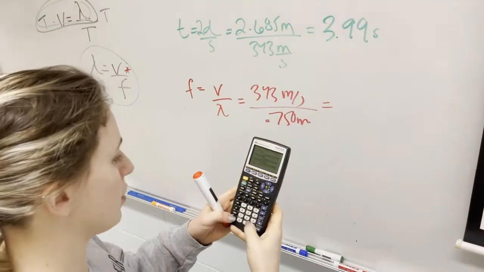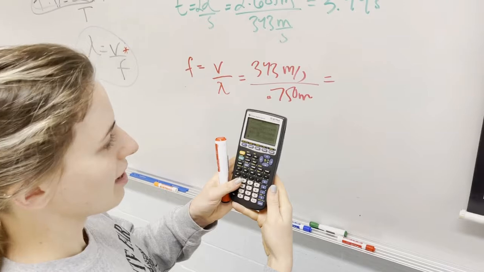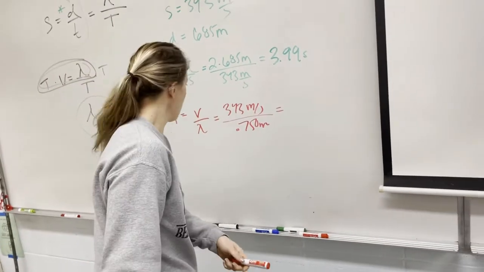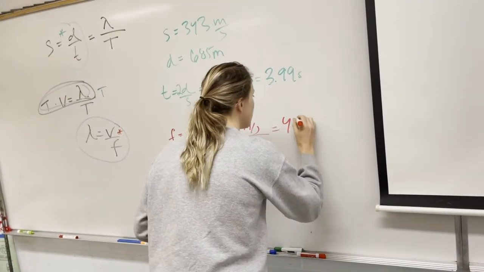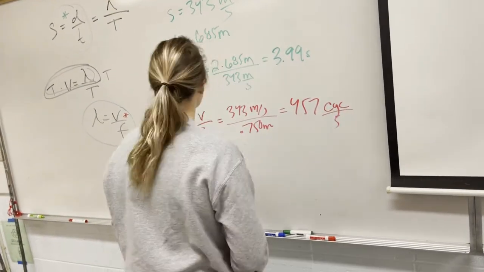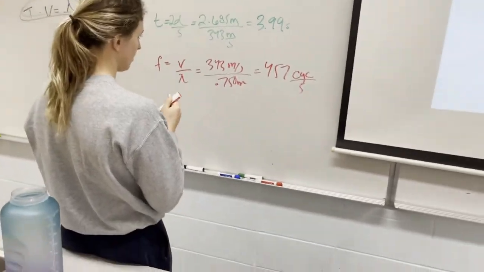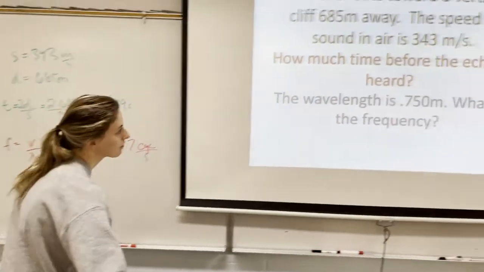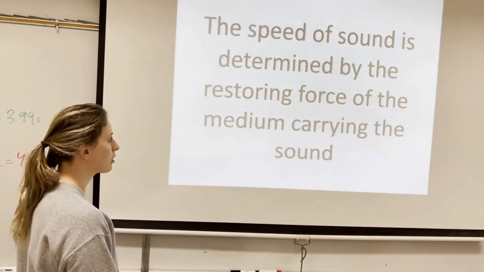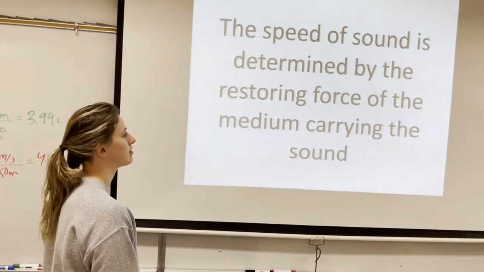343, our new favorite number, divided by 0.75. Okay, 457. 457 cycles per second, or hertz? Cycles per second and hertz are the same thing. The speed of sound is determined by the restoring force of the medium carrying the sound.